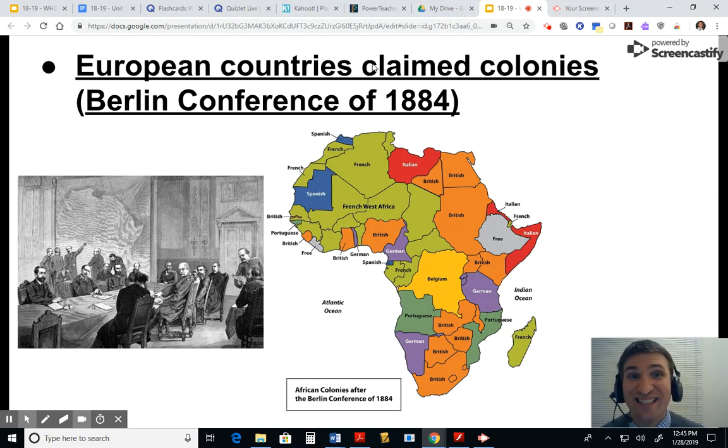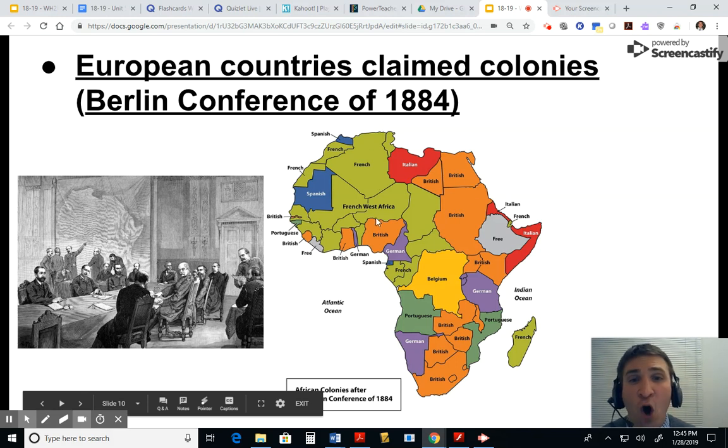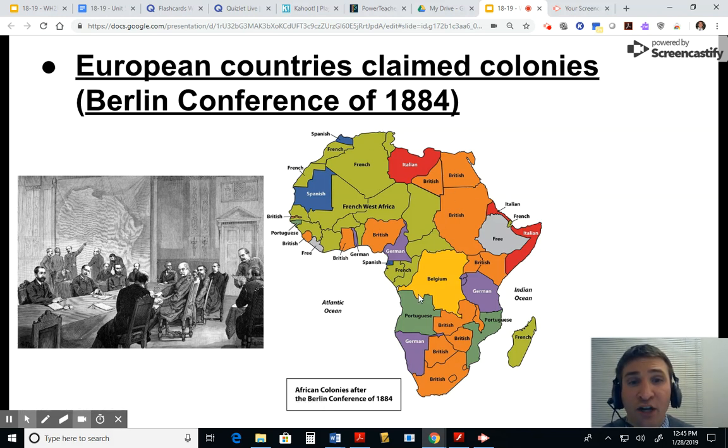Also, European countries claimed colonies, and this meeting is so important. The Berlin Conference in Berlin, Germany of 1884, it decides what European countries are going to claim what land in Africa as colonies. And you see on this map all of the areas in Africa and all of the European countries that claimed those areas. And it was decided in this room by these European men, and here's the picture of Africa. Who was absent? African leaders. They didn't have a voice in who was going to control their own lands. That is not right, and that is why Africa faces challenges today.